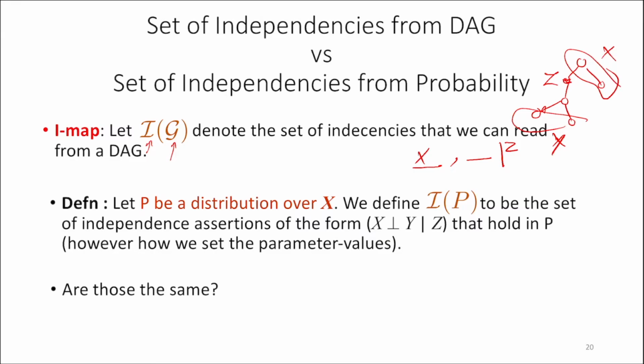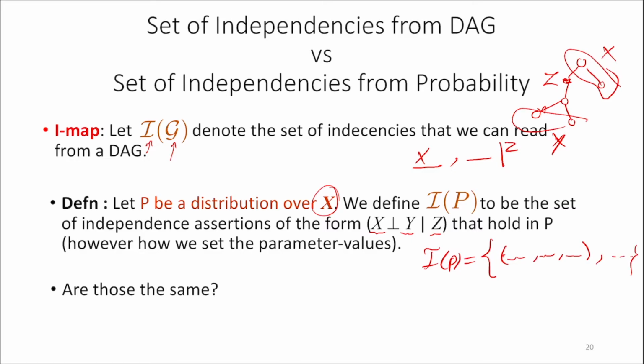One can define an IMAP for a graph, the set of independencies that are introduced by a graph. We can also do that for a probability distribution. For a probability distribution P over a high dimensional variable X, the IMAP of P is a set of independencies of this form: a set of variables, conditioned on another set of variables.